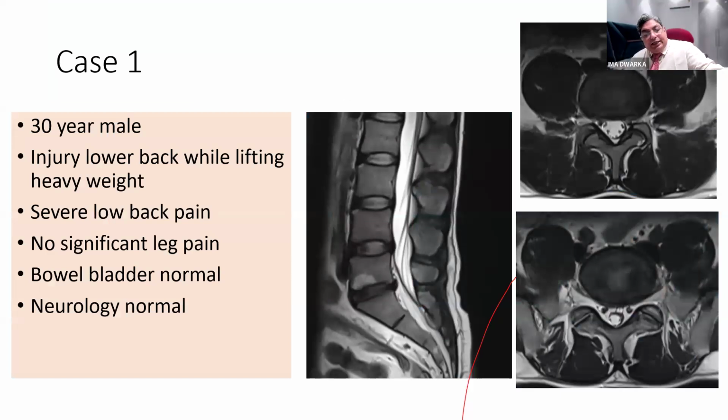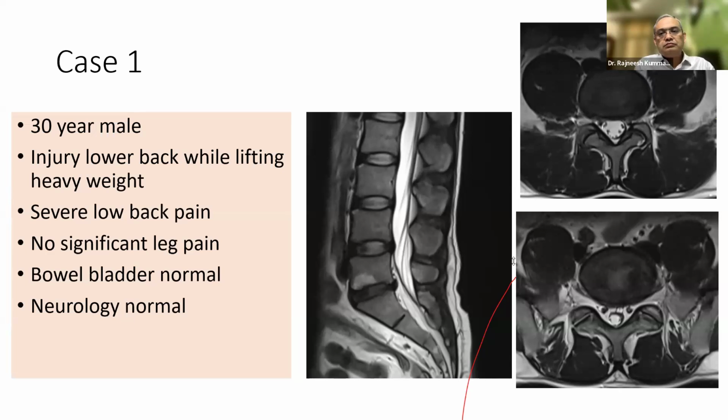So we'll start with the first case. The first case is a 30-year-old male with injury to the lower back while lifting heavy weight, severe low back pain, significant leg pain, and no significant leg pain. Bowel and bladder are normal, and neurology is normal. This is a typical scenario that we find in younger age groups, usually occurring during gym. So my first question would be to Dr. Neeraj: Sir, can gym or other sports cause these problems?